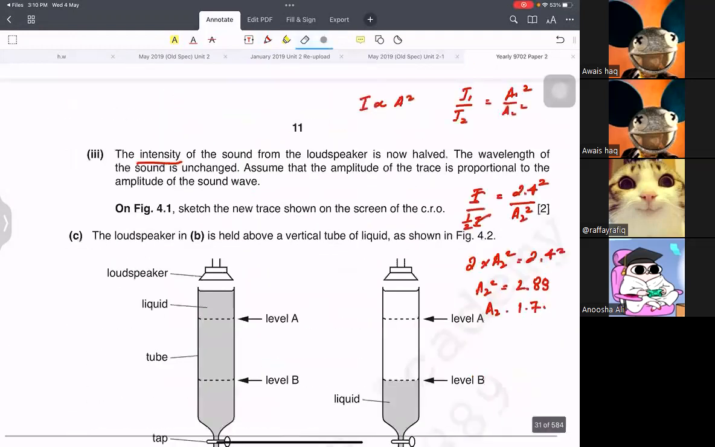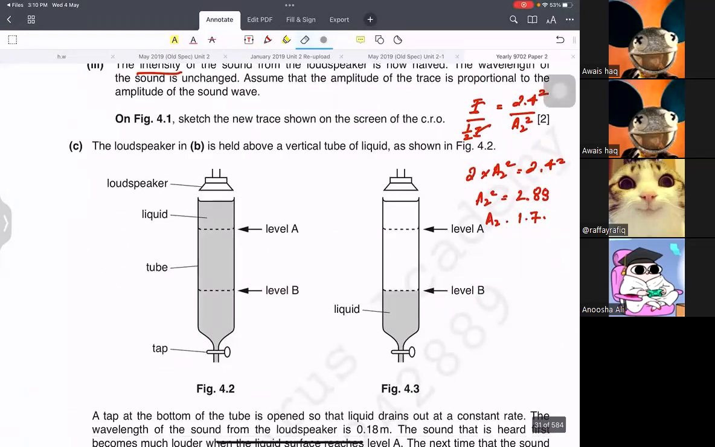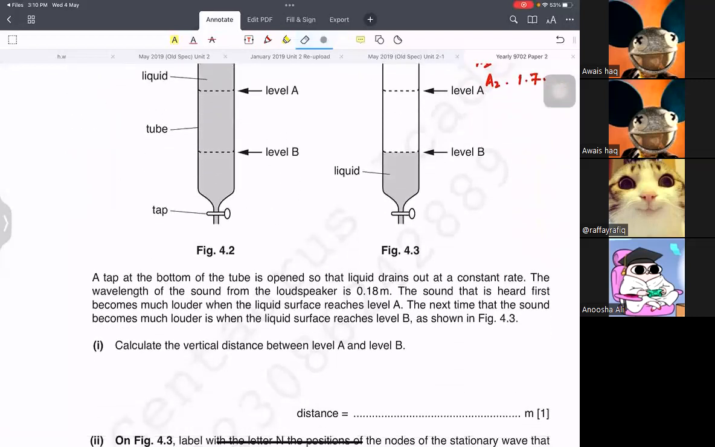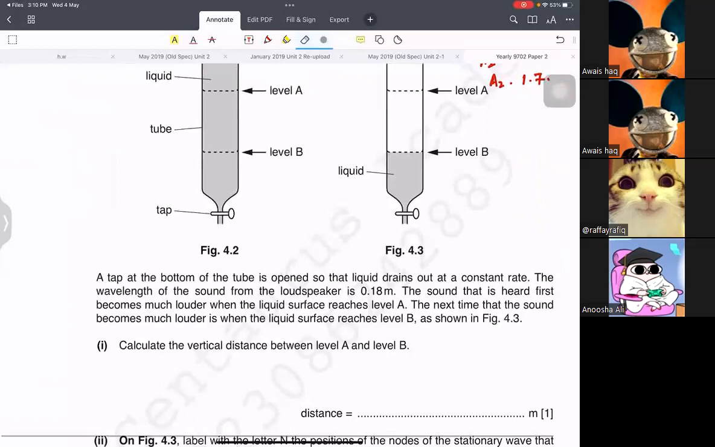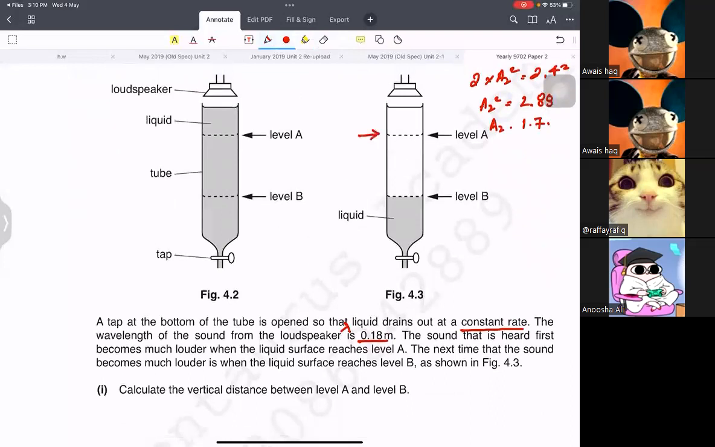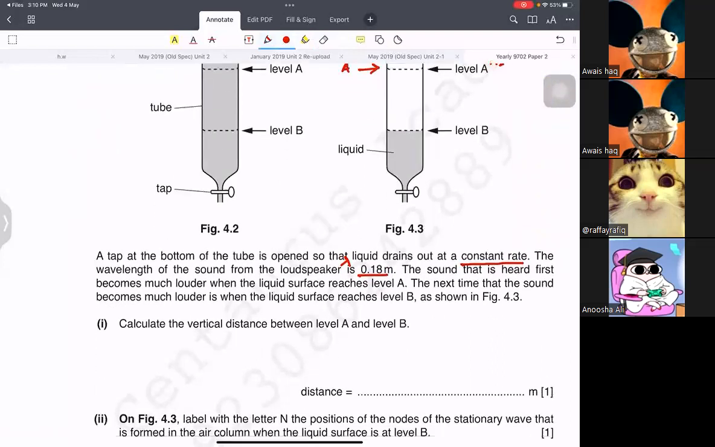Now, it says, liquid drains out at constant rate. The wavelength of the sound of speaker is this. Okay, we got lambda here. The sound that is heard first becomes much louder when the liquid surface reaches A. So level A is when there's an antinode formed. The next time the sound becomes louder is B. So there is an antinode here as well. This means that from here to here, this is antinode to antinode, which is equivalent to half lambda.